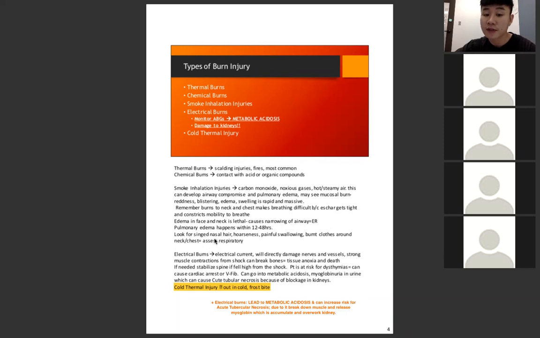So we have to look for signs such as singed nasal hair, hoarseness, painful swallowing, burnt clothes around the neck and chest area, and then assess the patient's respiratory status. If an exam question gives you these signs and symptoms, such as singed, burned nasal hair, or the patient complains of painful swallowing when they just escaped from a burn injury, we definitely need to assess their respiratory status to make sure that their airway is not or will not be occluded.